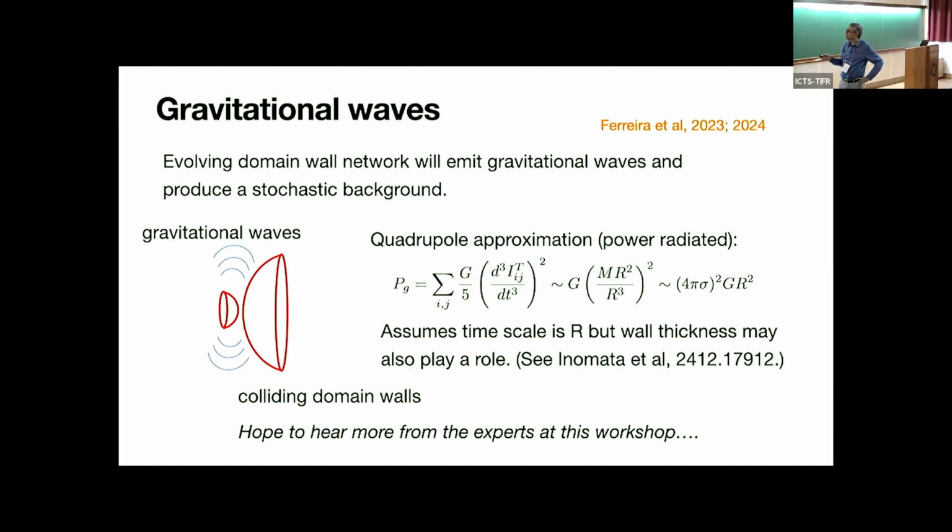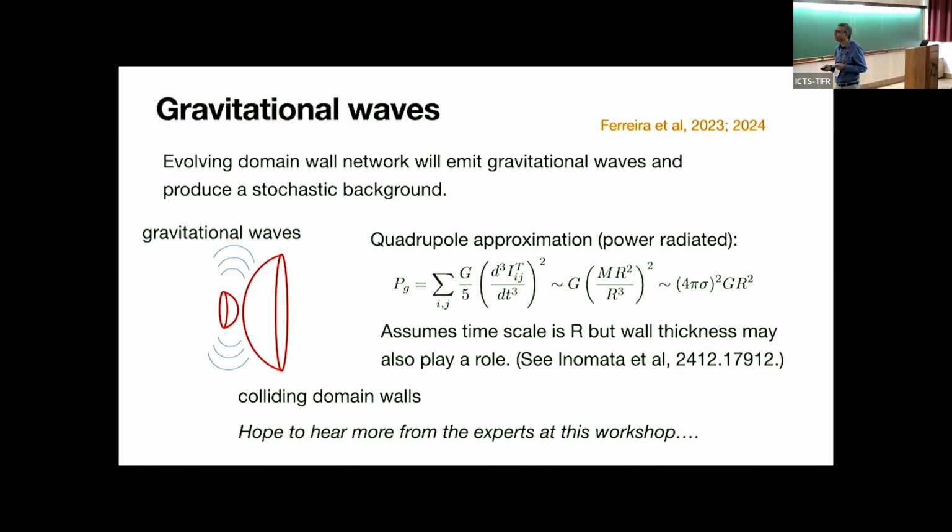And then the three derivatives, d/dt cubed, give an r cubed, assuming that the time scale is given by the radius of curvature of these walls. So you get an estimate: 4 pi sigma whole squared G r squared. That's the power emitted by these domain wall collisions. Of course, this assumes that the time scale is r, but the wall thickness is another scale in the problem, and it may play a role. I think this paper is referring to that time scale.